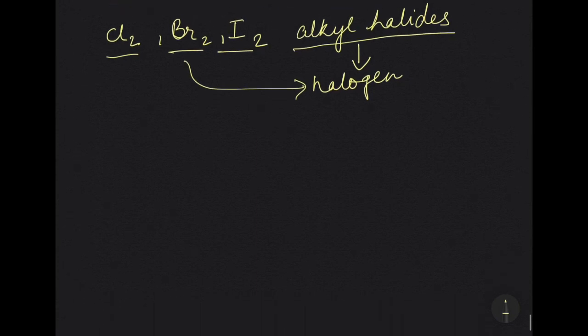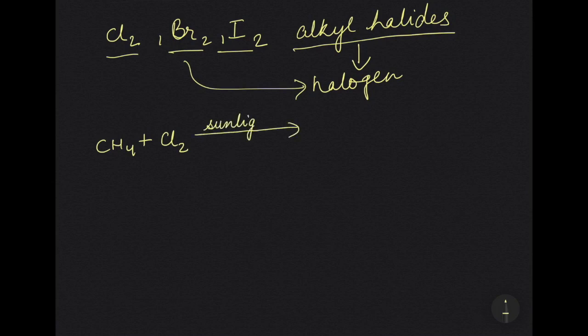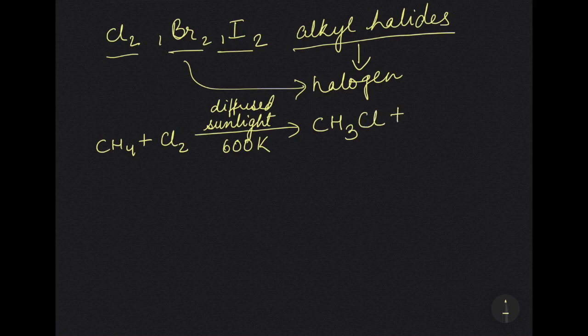Okay, now methane reacts with chlorine, and what was the condition? Sunlight, and in this case it is diffused, very less sunlight. Okay, diffuse sunlight. Okay, or at 600 Kelvin temperature. So one hydrogen will be removed and chlorine will be added and HCl will be formed.